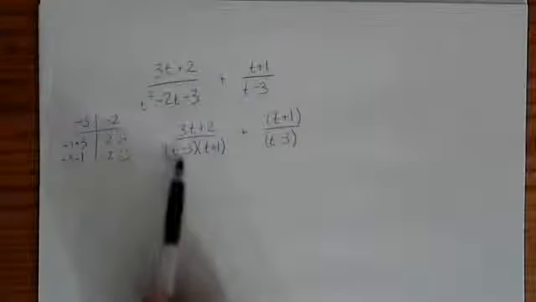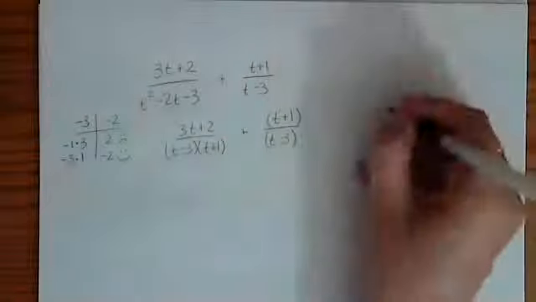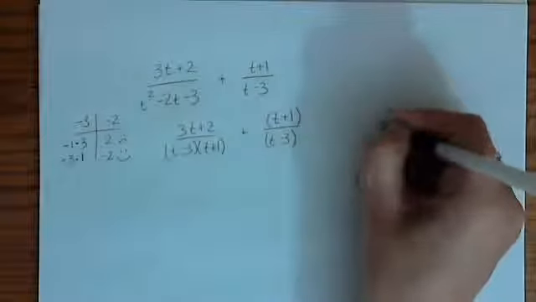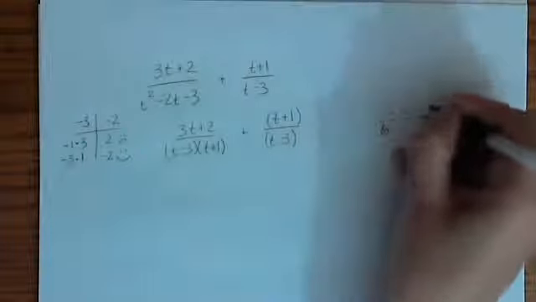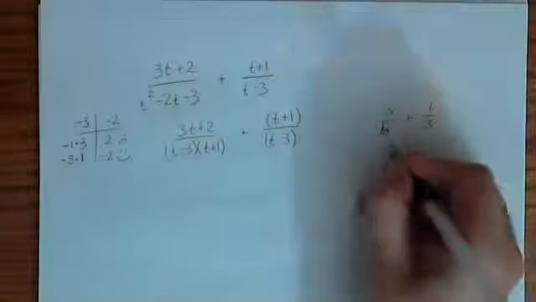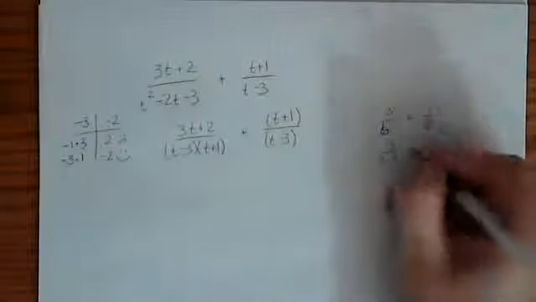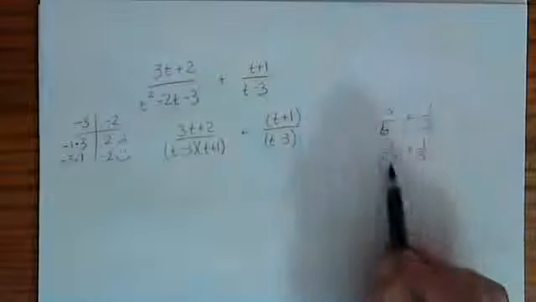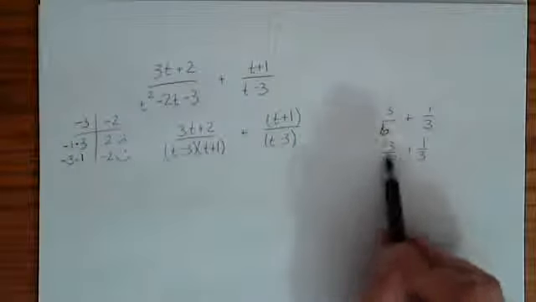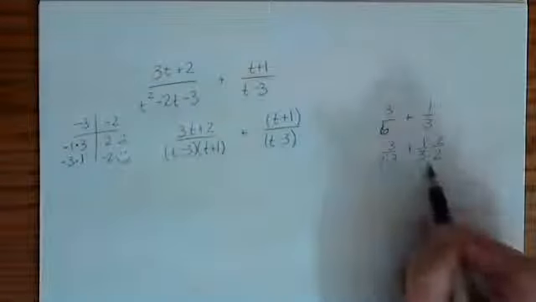You see how you have a t minus 3 here and here? That's kind of like adding 3 over 6 plus 1 over 3. I could factor that 6. 3 over 2 times 3, that's the same thing, right? Plus 1 over 3. So I've got the 3's on both of them. That means I'm going to multiply this 2 times the top and the bottom, so that I can get a common denominator here.